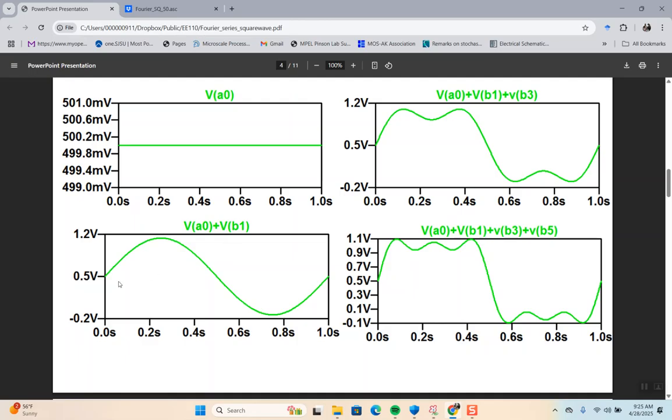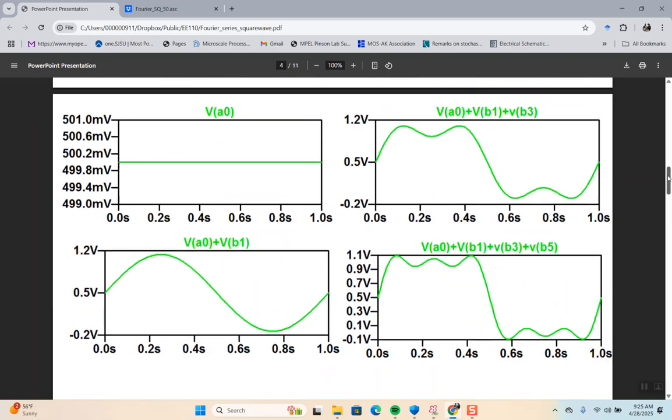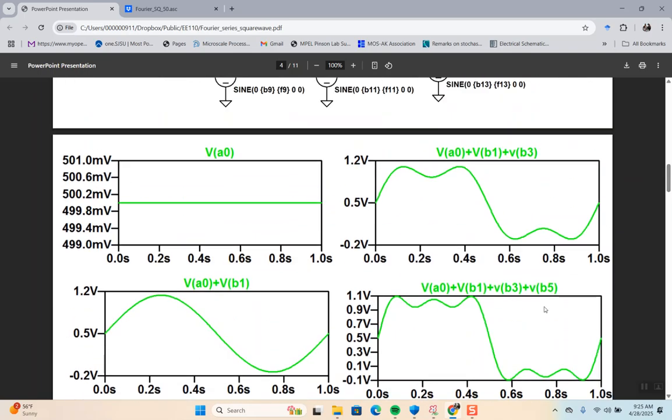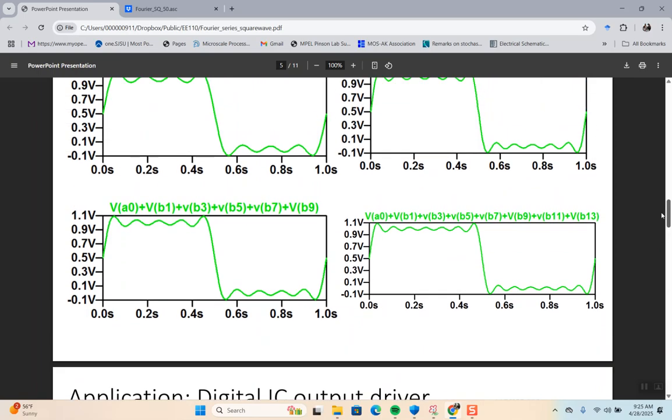Well, now we add our sine wave of B1. So now it's up. Now this is, right, a square wave, it goes up to 1, comes over back to 0. So there's a lot of error there, right? But it's minimizing. And you can see we keep adding it, and it gets closer and closer to the square wave to where we go up to 13. Okay.